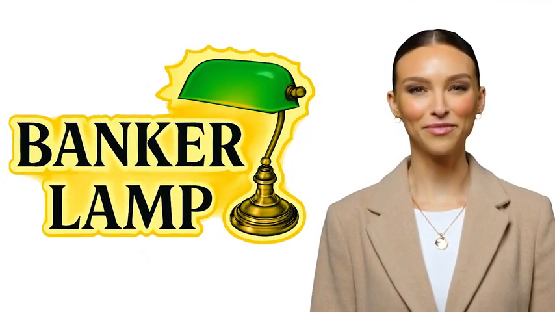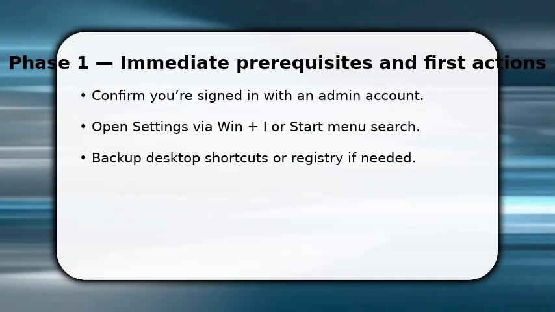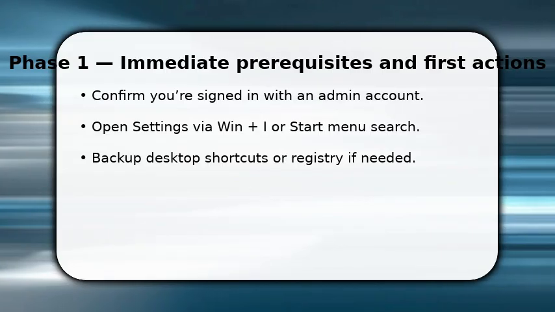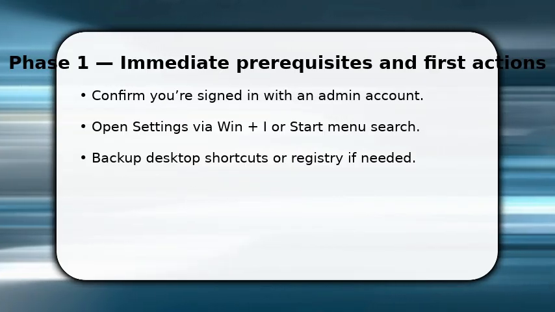Please enjoy the video. You start by checking that you have an administrator account. This ensures you can remove system items. Once done, open Settings with Win+I or type Settings in Start. This is faster. Make sure to back up any desktop shortcuts or export the registry key if you prefer safety.